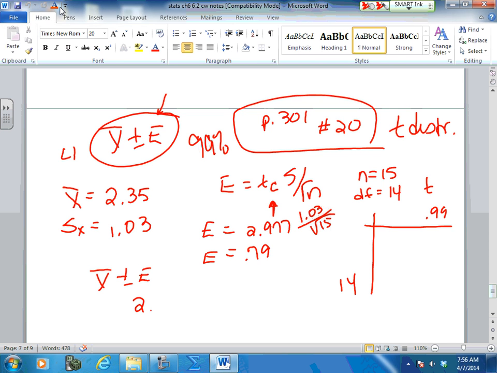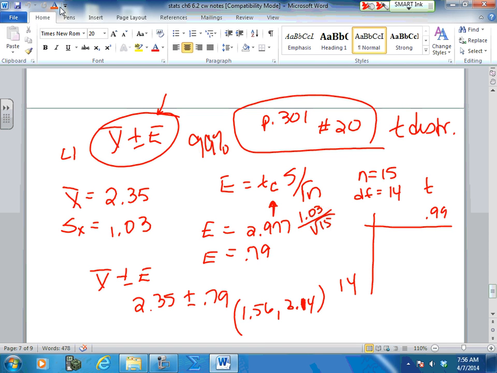Okay, so here's how we get our interval. So we take 2.35 and we subtract 0.79, 1.56. We take 2.35 and we add 0.79, 3.14. So, how do I interpret this?